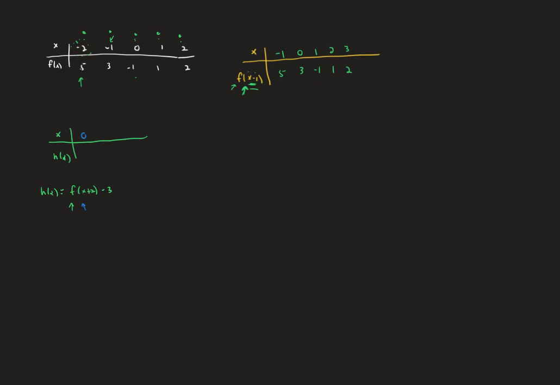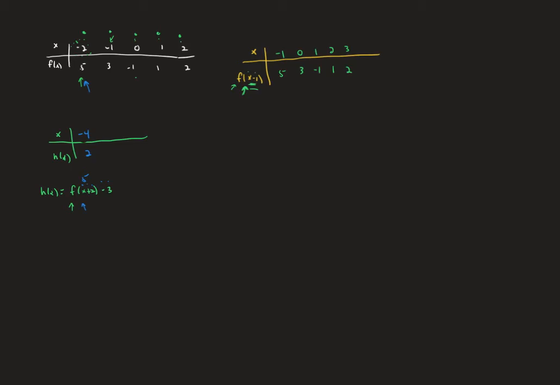So 0, I'm sorry, that's not going to work. I want that to be equal to negative 2, so I'm going to choose x to be negative 4. Negative 4 plus 2 is negative 2. f of negative 2 we can see is 5. 5 minus 3 is going to be 2. That's the value of h.